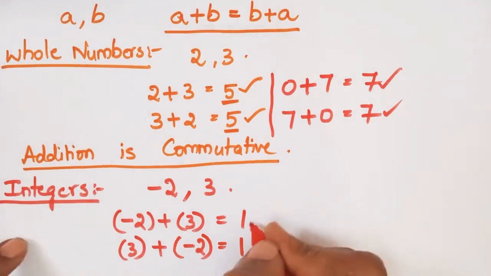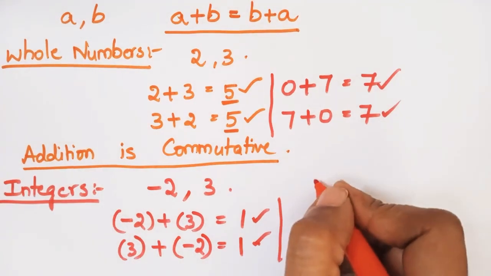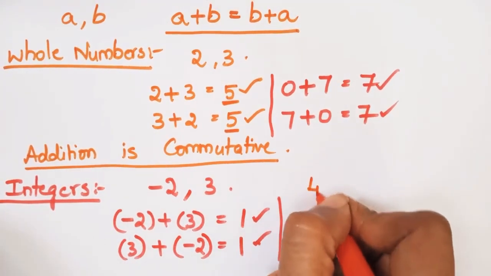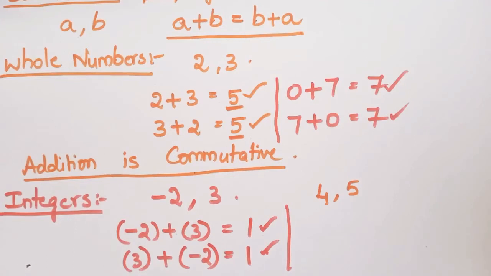Am I correct? Both the answers are matching in this case. Let me take another case and solve it for you. This time I want to take two positive integers, 4, 5. In this case, my A and B are 4 and 5.